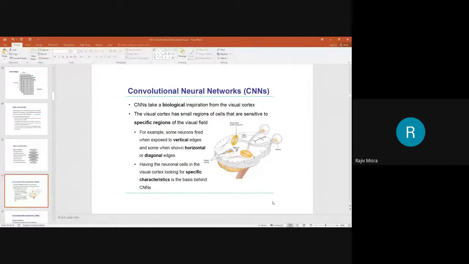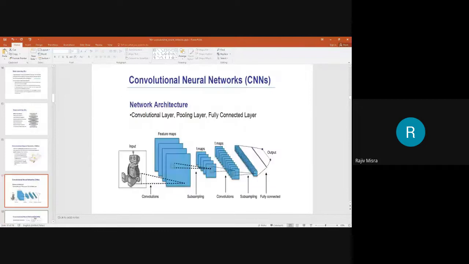For example, some neurons fired when exposed to vertical edges, and some when shown horizontal or diagonal edges. Therefore, in any image, you can see these different features having edges, and these neural cells in the visual cortex are looking for specific characteristics. This is the basis of the CNNs. So let us go inside the CNNs.